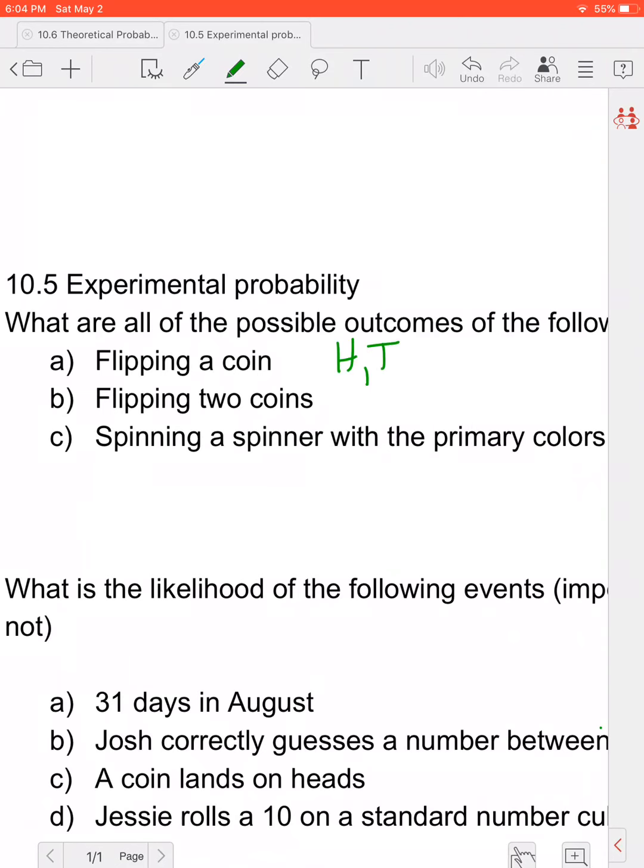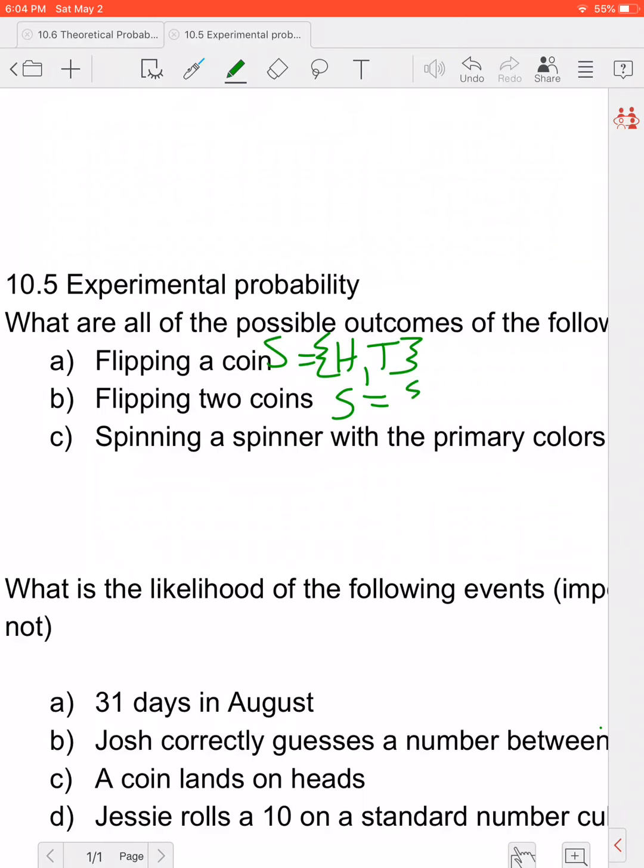Now when we write all the outcomes, we write them in these special brackets or fancy brackets. And we label it with an S, and S stands for sample space, and sample space just means all the possible outcomes. So we'll see that frequently when we're writing events.